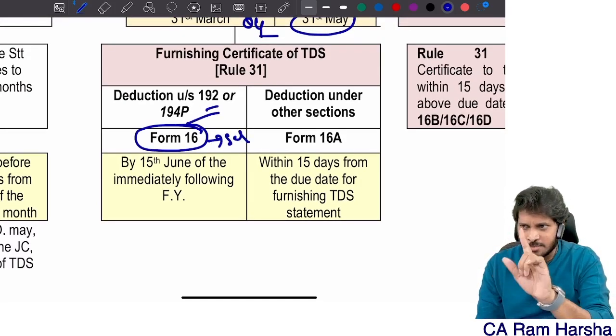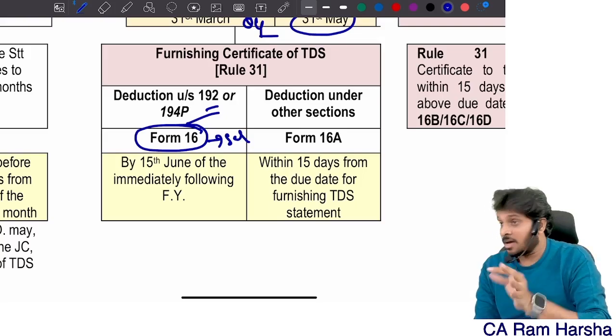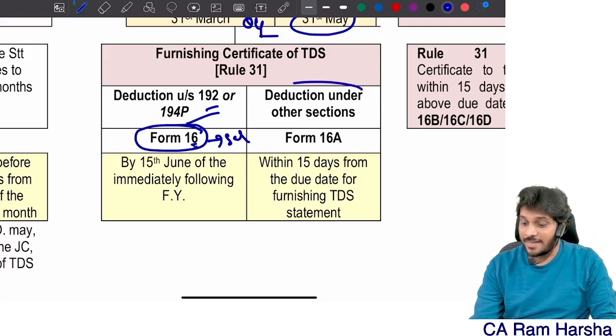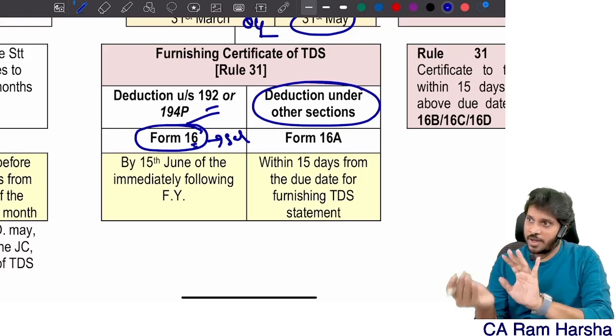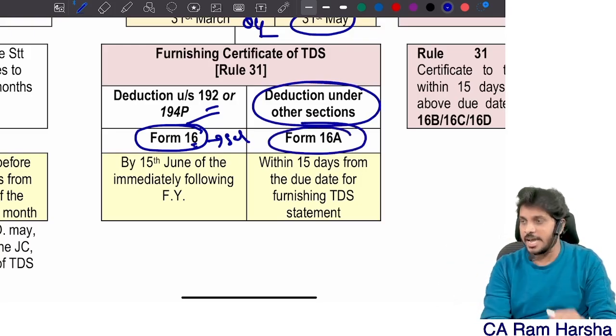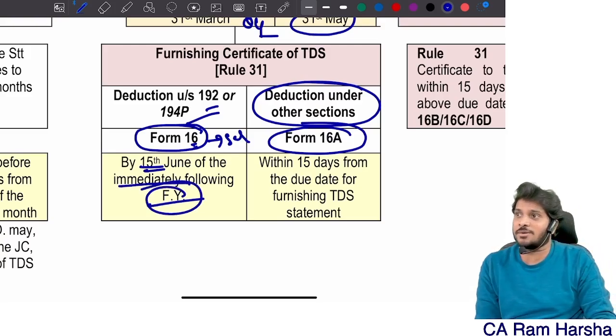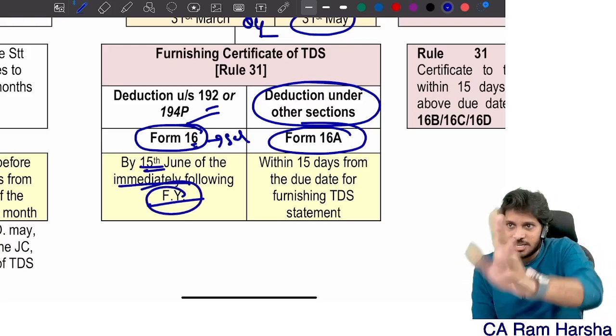Pension is also salary, remember. Pension is also salary income. For salaried payments, Form 16 I will give. For payments other than salary where I deducted tax, Form 16A I will give. Salary related, by 15th June of the financial year. If I give by 15th June of the financial year, that's enough.